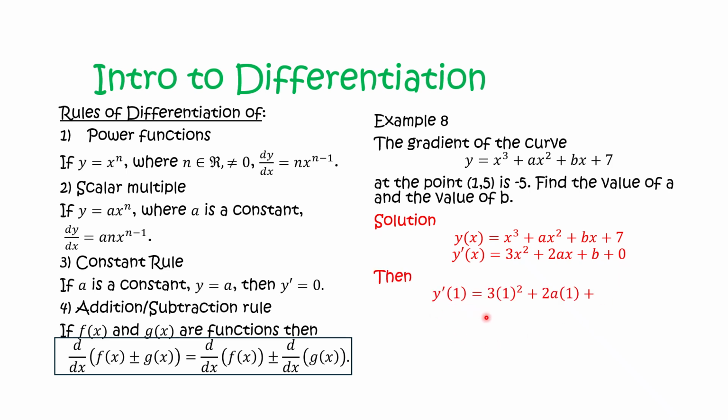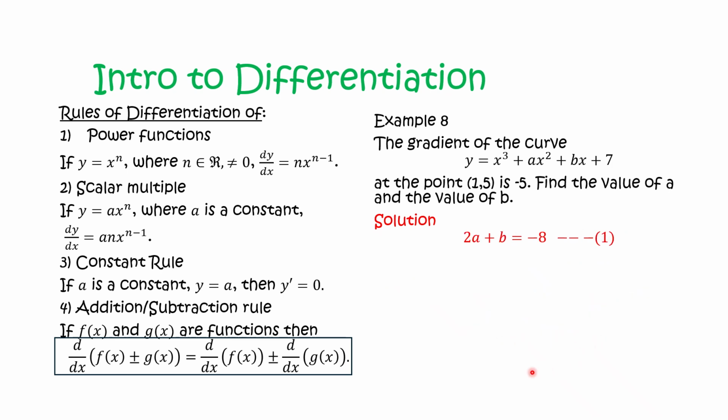So now, we can set that gradient function y prime of x to be equal to minus 5 at the point (1, 5). Where we have x, we substitute with the x coordinate, which is 1, so that we have that. Simplifying that, we get the first equation as 2a plus b is equal to minus 8. Let's label this equation 1.